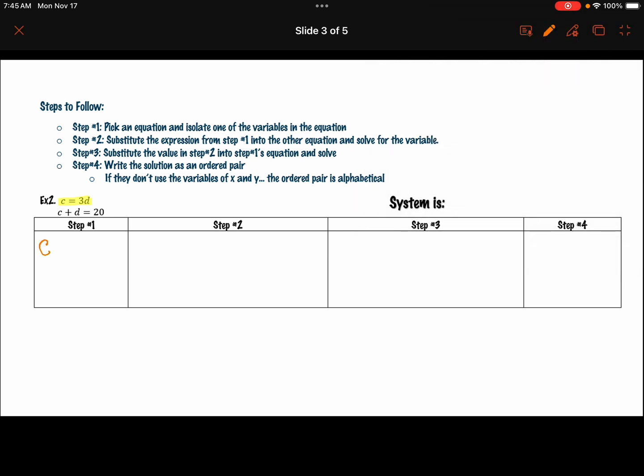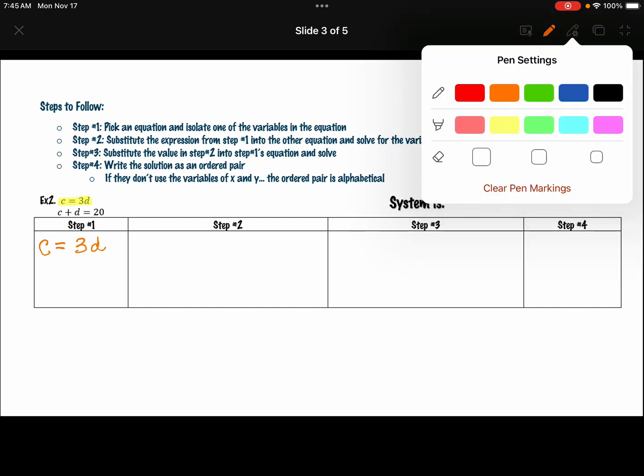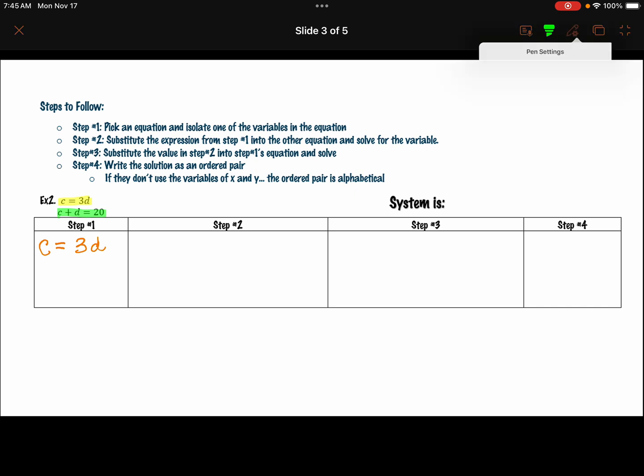C is already by itself, so C equals 3D. Okay, step 2 is to take the other equation, and we're going to write it down, C plus D equals 20. But then I am going to substitute in, that's where the name came from, the 3D, because it tells me C equals 3D. So then I'm going to put 3D plus D equals 20. And now I'm just going to solve. So 4D equals 20, divide by 4, D equals 5.